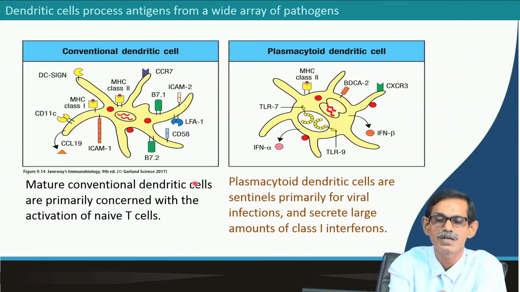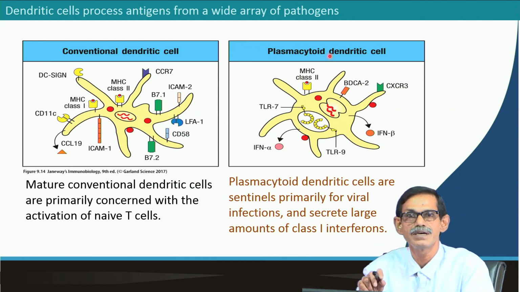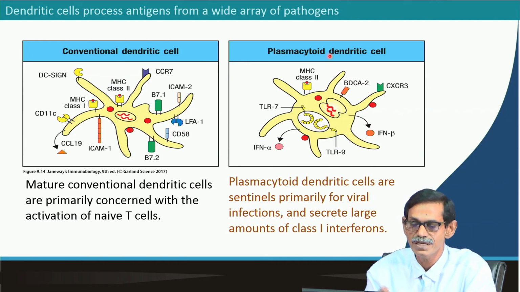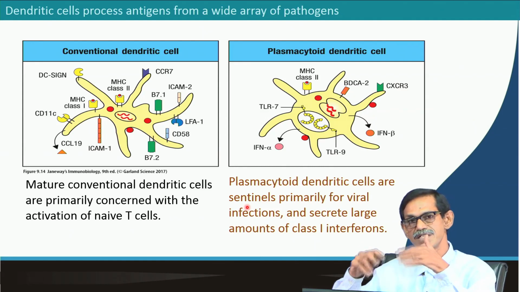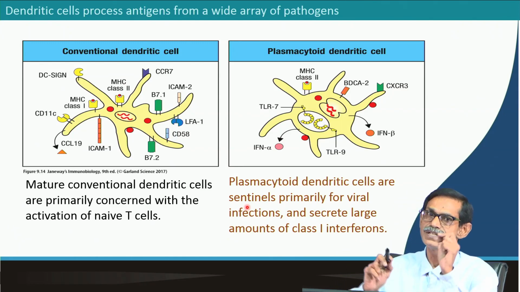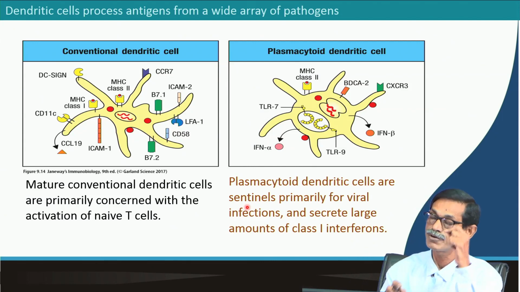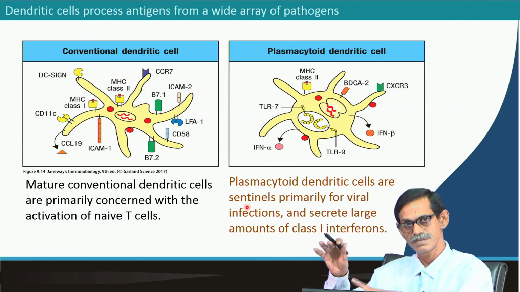Okay. So, this is called conventional, but there is another one, plasmacytoid dendritic cells. What are they doing? They are primarily for viral infection, because they handle the viral ones. If there is any virus infected cell, handling that virus infected cell is their job. Okay. And they produce a good amount of interferon, class 1 interferon. Interferon will be taught separately. Okay.